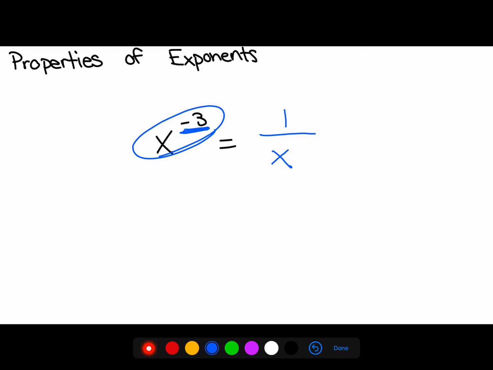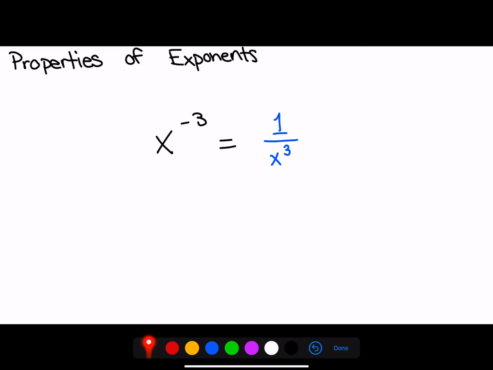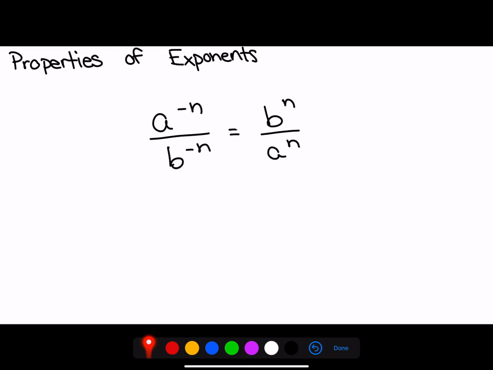And now that this is in the denominator, now that it switched from numerator to denominator, this turns positive. So this is now x to the third power instead of negative third power. So that's the main difference. As soon as it goes from numerator to denominator, it flips from negative to positive. Now, if I were to switch this from denominator to numerator, this would turn from positive to negative. So it just depends on which way we're going.